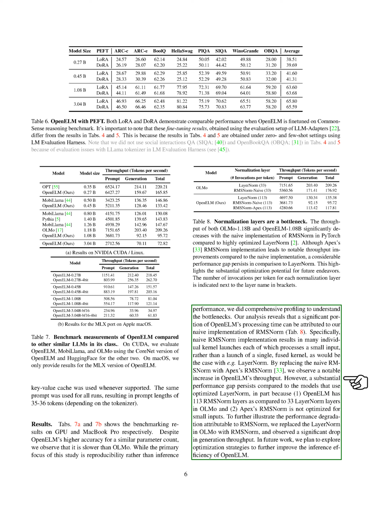However, there is still a considerable performance gap compared to models using optimized LayerNorm, partly because OpenELM has 113 RMSNorm layers compared to OLMo's 33 LayerNorm layers, and also because Apex's RMSNorm is not optimized for small inputs. To demonstrate the impact of RMSNorm on performance, we replaced LayerNorm in OLMo with RMSNorm and observed a significant decrease in generation throughput. In our future work, we aim to explore optimization strategies to enhance the inference efficiency of OpenELM.